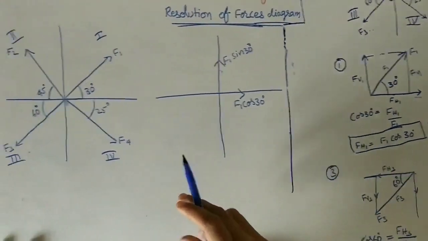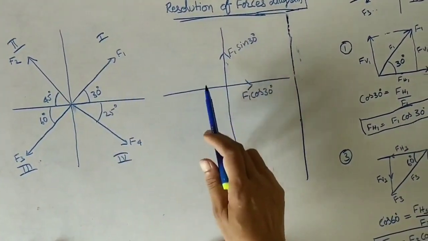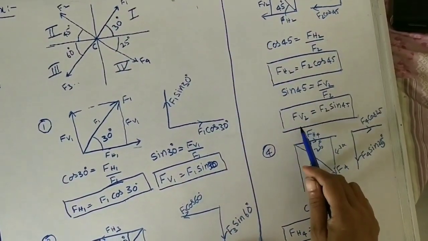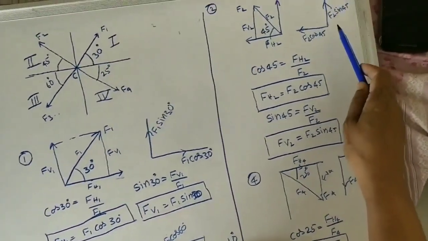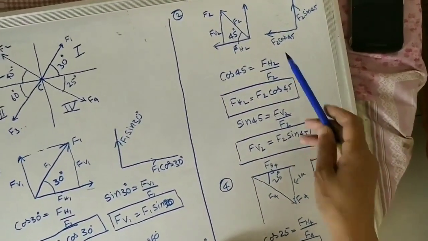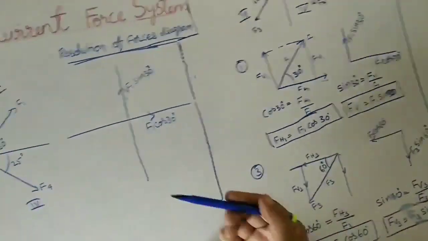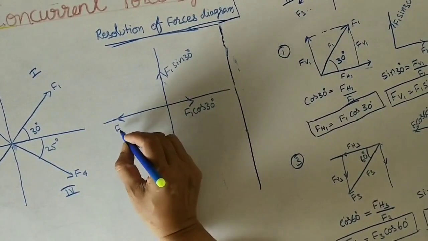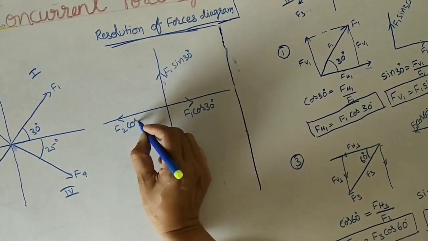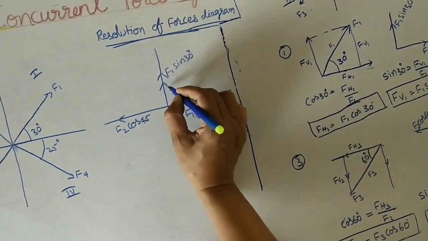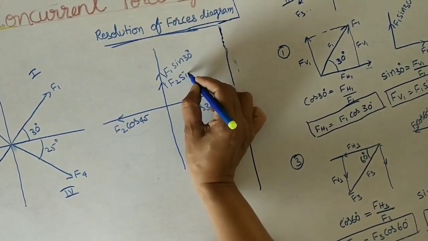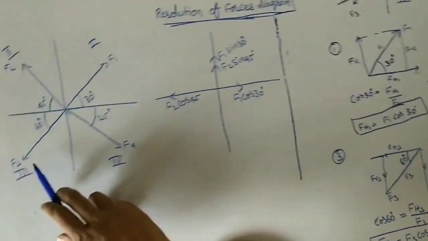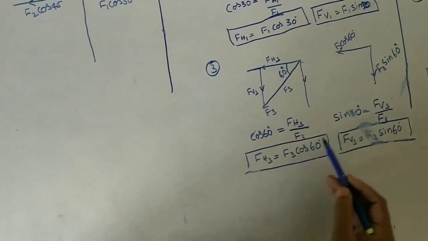For the second force, I am taking the two components. Those are FH2, FV2, like this. These two components I will mark here. So FH2 means it is the value F2 cos 45 and the vertical component is F2 sin 45. And then from the third force like this, now I took these values.